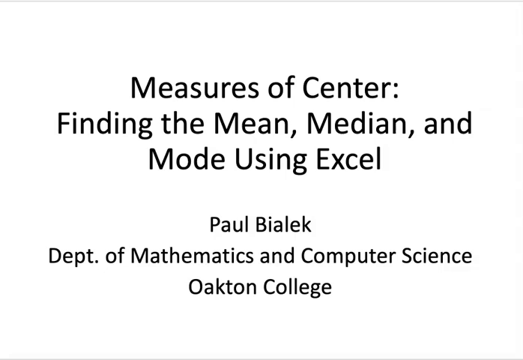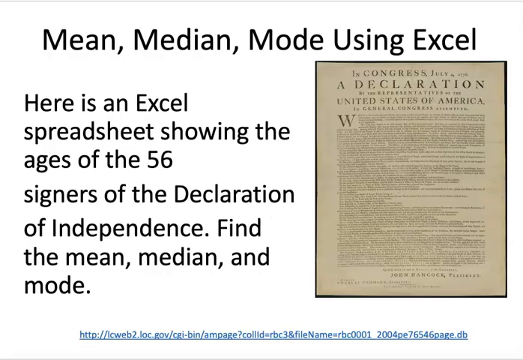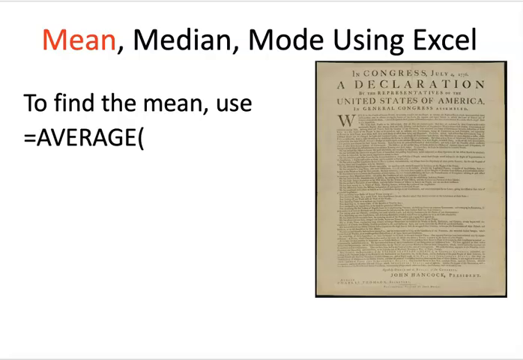Let's look at measures of center, finding the mean, median, and mode using Excel. Here's an Excel spreadsheet showing the ages of the 56 signers of the Declaration of Independence. Find the mean, median, and mode. Let's look at the mean first.